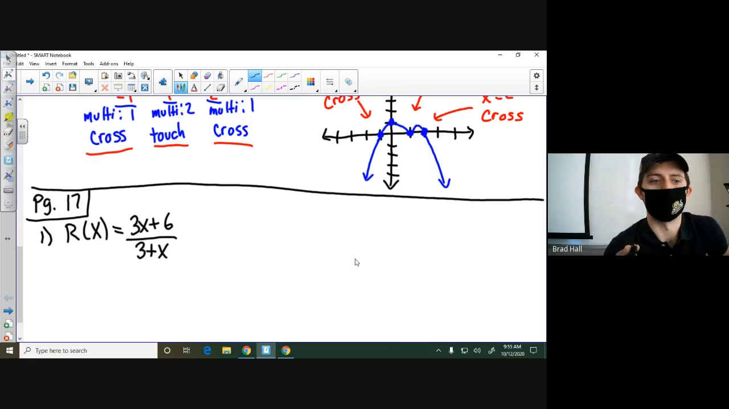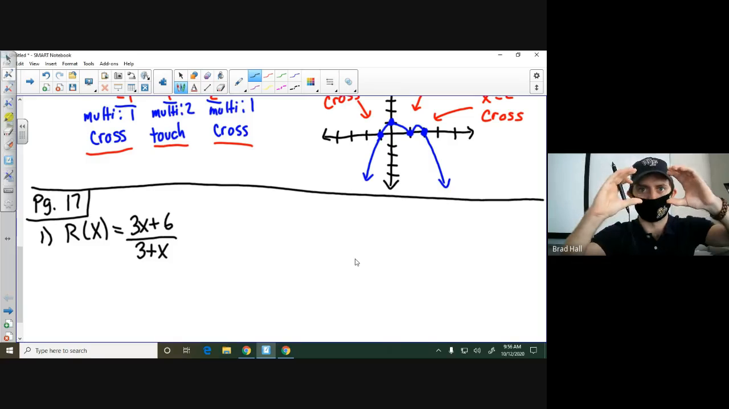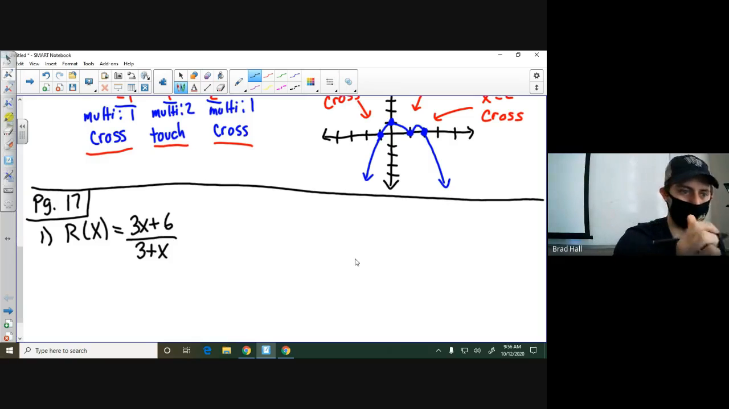But one thing I want to do is put this into a standard form. Now, how do you put a rational function in standard form? Well, how did we put a polynomial function in standard form? We had all of the exponents in decreasing order. So here, for rational functions, it's put the numerator in standard form and put the denominator in standard form.